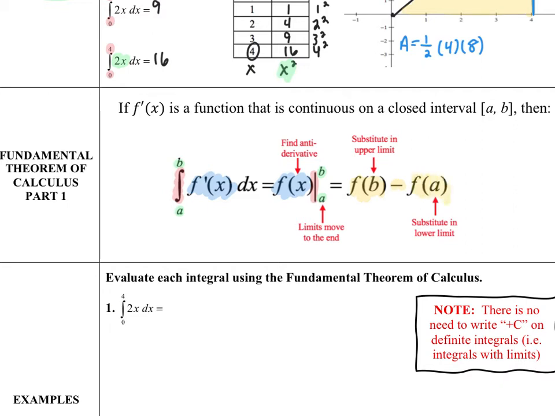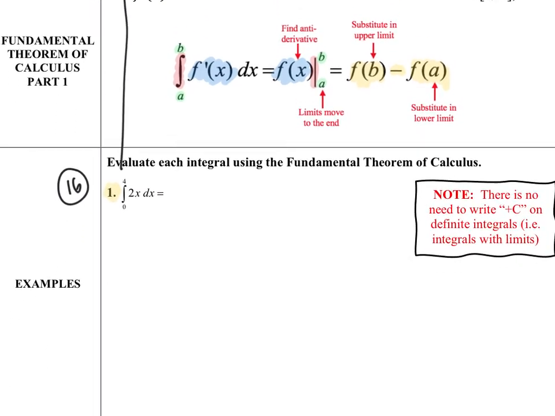In our first example here, we're just going to go ahead and look at the problem we did up top. And notice it's the same one that is up here. We already know the answer is 16. We did it using that area method. But let's go ahead and do it using the fundamental theorem of calculus so you can see how that works.